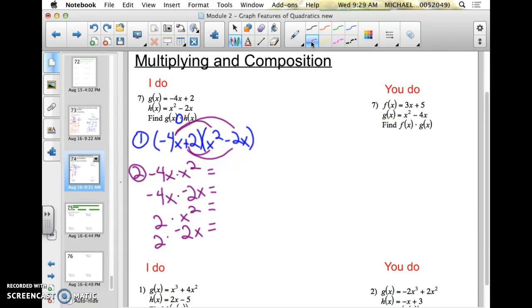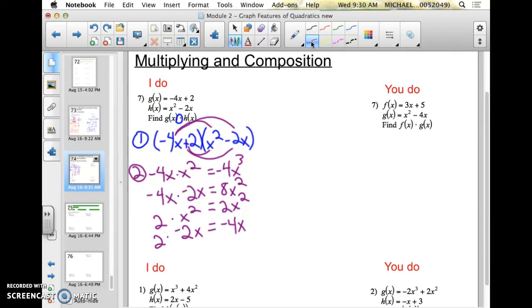So negative 4x times x squared, when you multiply variables with exponents or bases with exponents together, you add the exponents. So this becomes negative 4x cubed. Negative 4x times negative 2x becomes a positive 8x squared. 2 times x squared becomes 2x squared. 2 times negative 2x becomes negative 4x.